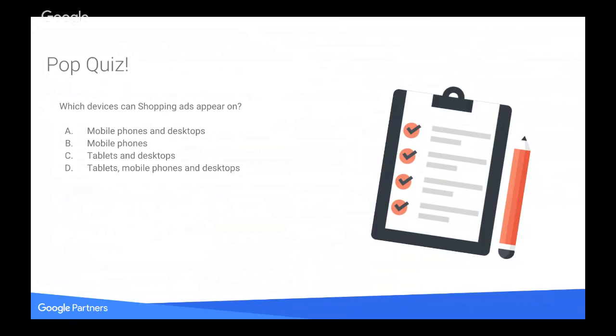All right, the correct answer to this is D. Google Shopping ads can appear on tablets, mobile phones, and desktops. You're eligible to see ads on all three. And in fact, you can set specific device bid adjustments for any of these three devices as per what your priority is. So I'll jump over to your questions.